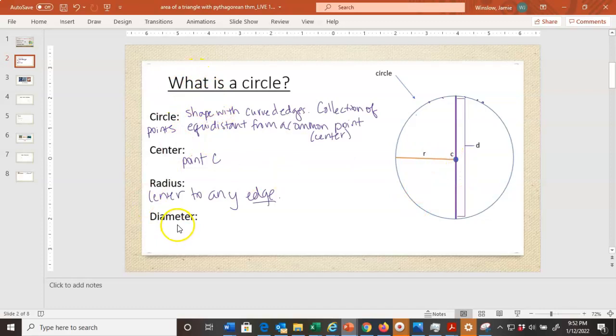And then, of course, we have the diameter. The diameter is from edge to edge through the center. It has to go through the center. So it goes from edge to edge, but it must go through the center because we're going to see some other things that go from edge to edge, say like this. That's not the diameter. This is something else. It does not go through the center. We are going to go over this, but this is called a chord. So the diameter has a special definition that it must go through the center.